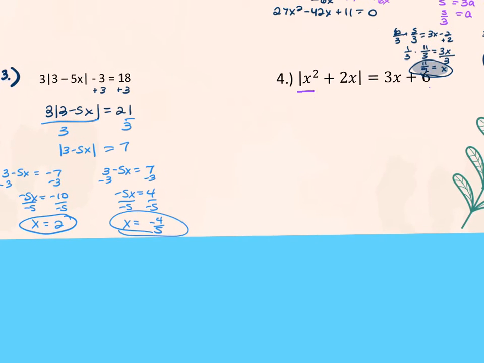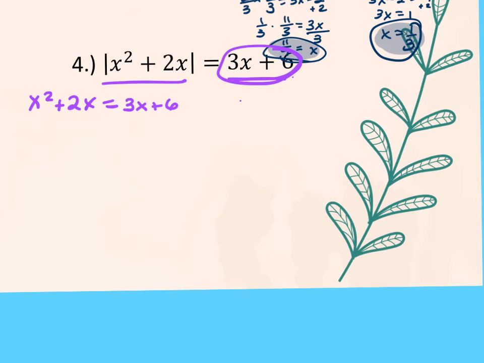Number 4, I've got absolute value equals an expression. The absolute value is already isolated, so I'm literally going to set what's inside it equal to the positive and negative version of 3x plus 6. So 3x plus 6 I leave, and then x squared plus 2x multiplied by negative 1, and I get negative 3x minus 6. You have to change the signs on both of those terms, okay? You're multiplying the whole thing by negative 1. So now subtract the 3x and the 6 here. I get x squared minus x minus 6 equals 0.